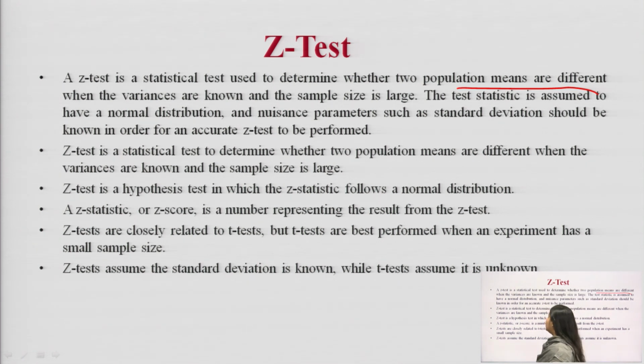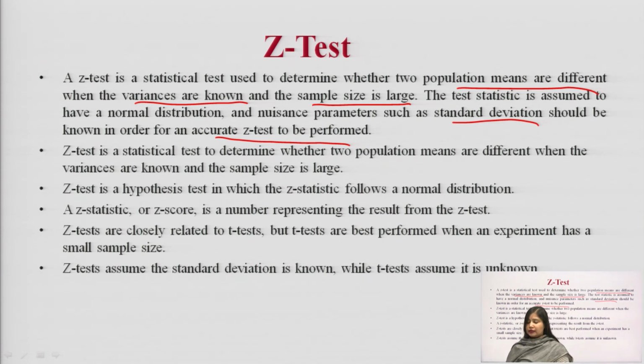But the basic difference between the Z test and the t test is that in the Z test the variance is known and the sample size is large. The t test is used where the sample size is small. The test statistic is assumed to have a normal distribution, and parameters such as the standard deviation should be known in order for the Z test to be performed accurately. Means you have to know the standard deviation in advance in this study.